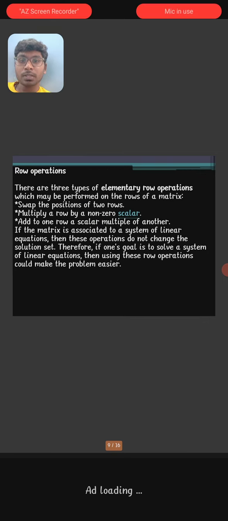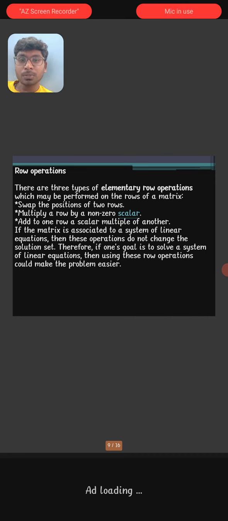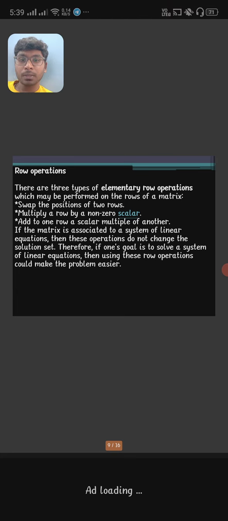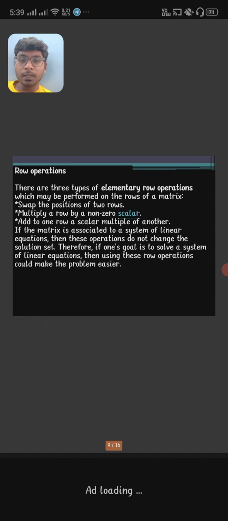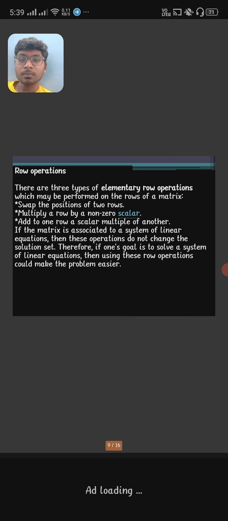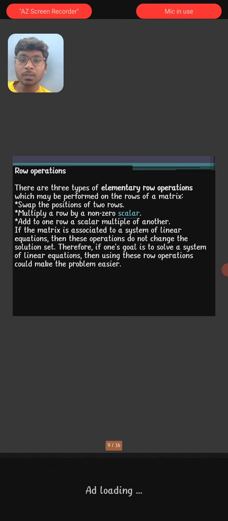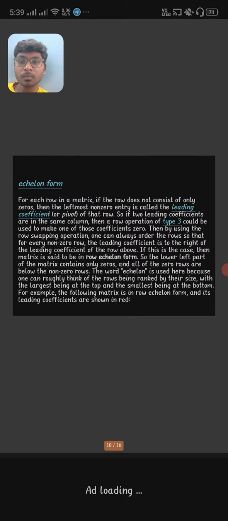Row operations. There are three types of elementary row operations which may be performed on the rows of a matrix. Swap the position of two rows, multiply a row by a non-zero scalar, add to one row a scalar multiple of another. If the matrix is associated to a system of linear equations, then these operations do not change the solution set. Therefore, if one's goal is to solve a system of linear equations, then using these row operations could make the problem easier.